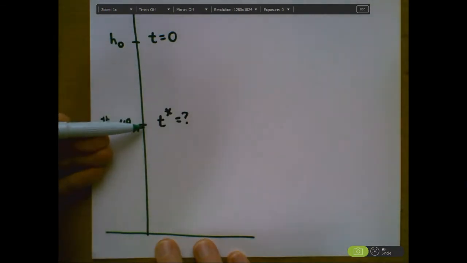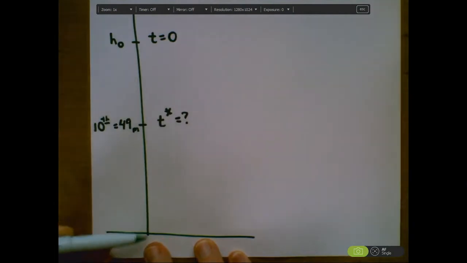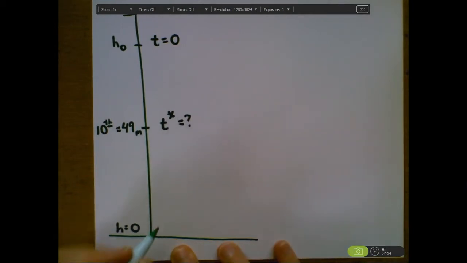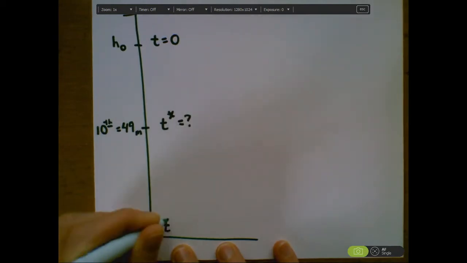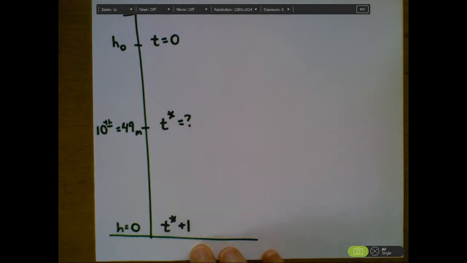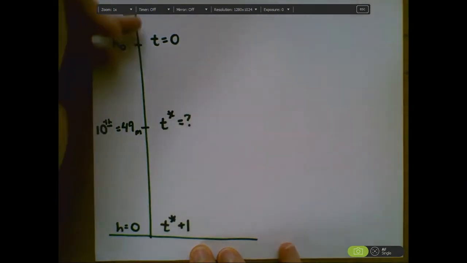But we do know that it continues falling, and the bucket hits the ground. It's going to have a height of 0 down here when it hits the ground. And we know that the time that it hits the ground is going to be exactly 1 second after I see it. So that's going to be at time t star plus 1. Now there are other ways that you can set this problem up to solve it, but this is the way that I'm thinking about it.